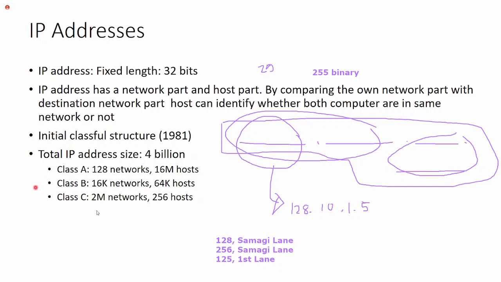So initially, when we started the IP addresses, they had a classful structure, right? What do you mean by classful structure? All the IP addresses were divided into a few classes, right? All together there were about 4 billion IP addresses. Those IP addresses were divided into a few classes like class A, class B, and class C, right?